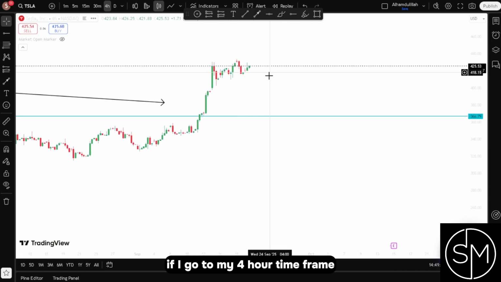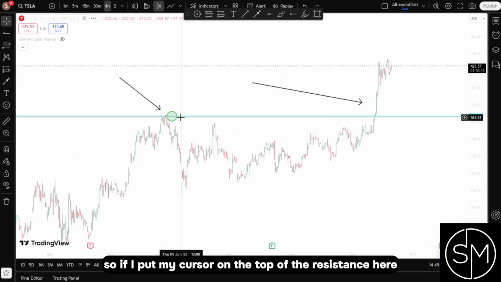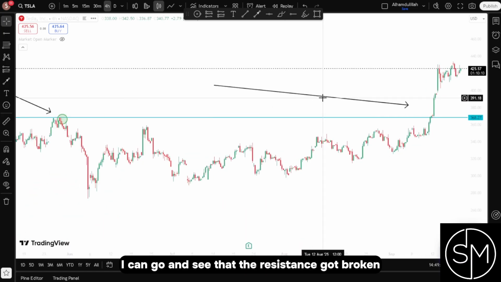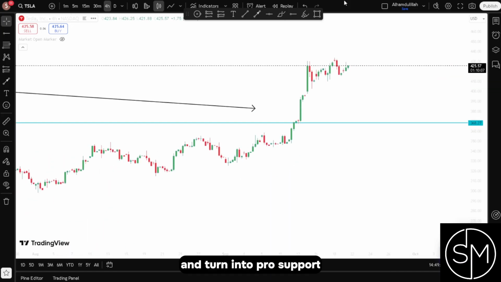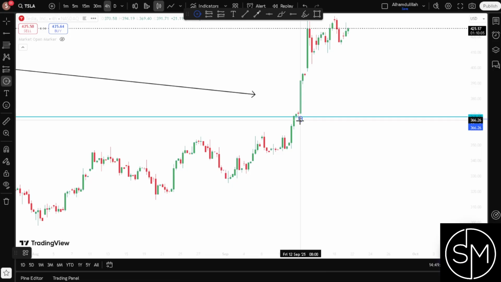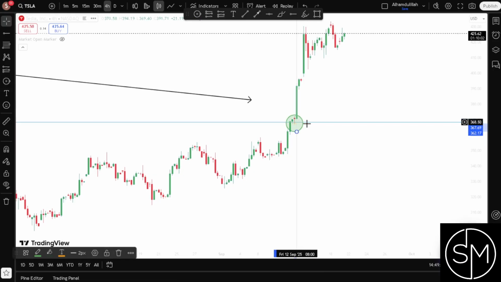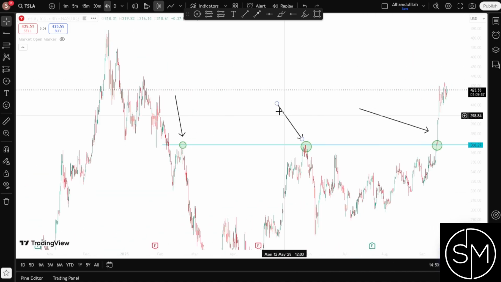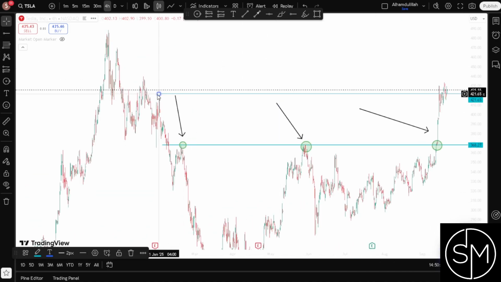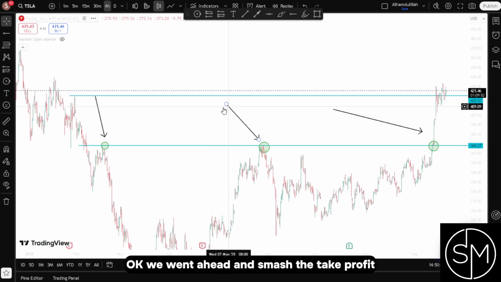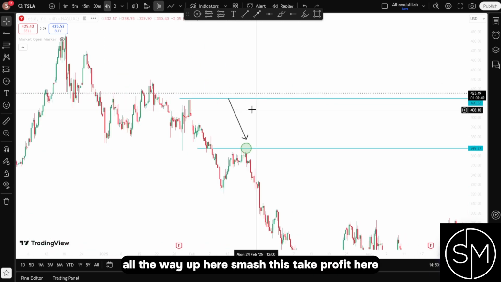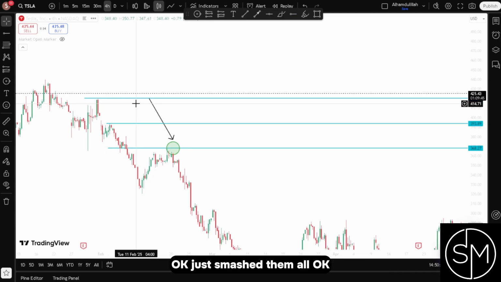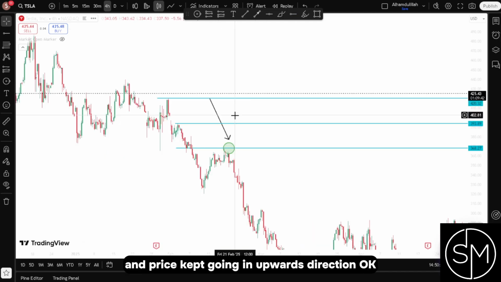If I go to my 4-hour time frame, check it out. If I put my cursor on the top of the resistance here, I can see that the resistance got broken and turned into support. Then price decided to continue in an upwards direction. We went ahead and smashed the take profit all the way up here, smashed this take profit here, just smashed them all, and price kept going in an upwards direction.